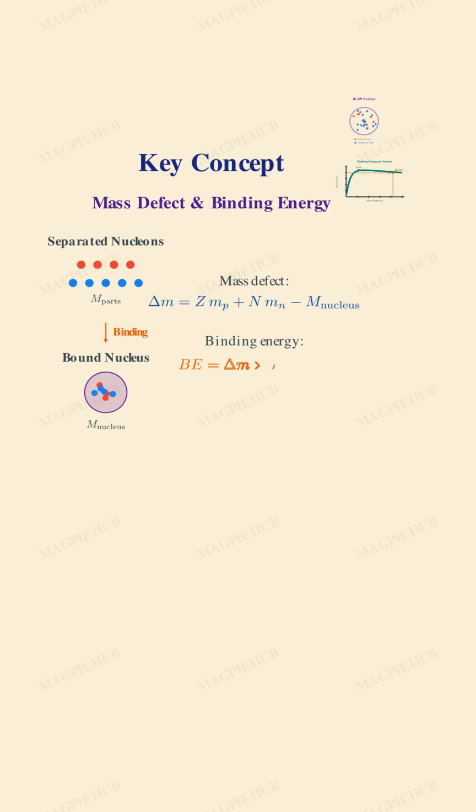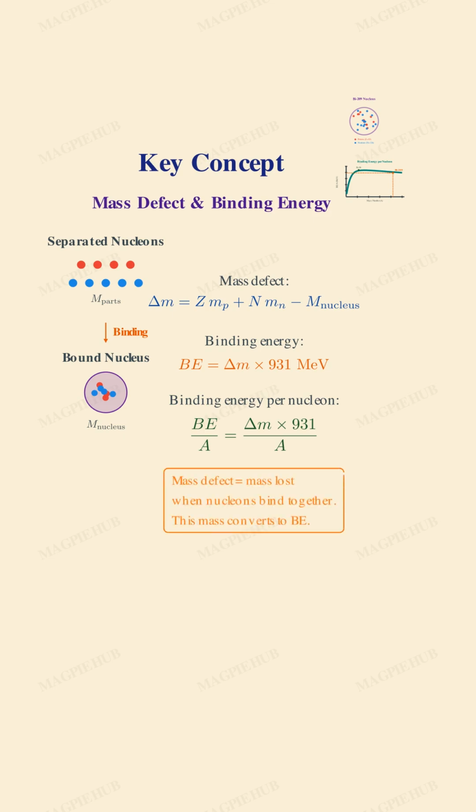The key concept is mass defect and binding energy. When individual protons and neutrons come together to form a nucleus, some mass is lost. This lost mass, called the mass defect, is converted into binding energy that holds the nucleus together. The mass defect equals Z times the proton mass plus N times the neutron mass, minus the actual nuclear mass. The binding energy equals mass defect times 931 MeV per atomic mass unit. And the binding energy per nucleon is simply this total binding energy divided by the mass number A.